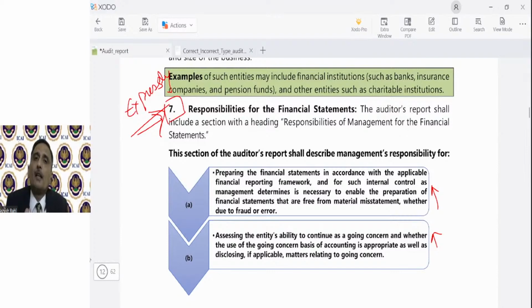Again, I am coming to that: what does the auditor do? The auditor expresses an opinion, and the ability of the entity to continue as a going concern is primarily the responsibility of the management. Firstly, the management has to assess whether the going concern assumption which we are following is appropriate or not.